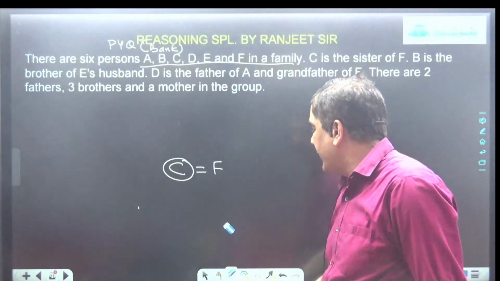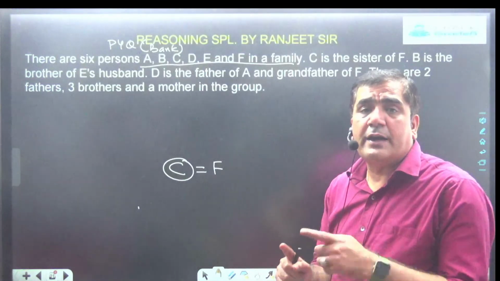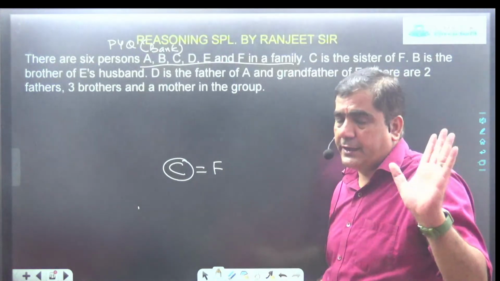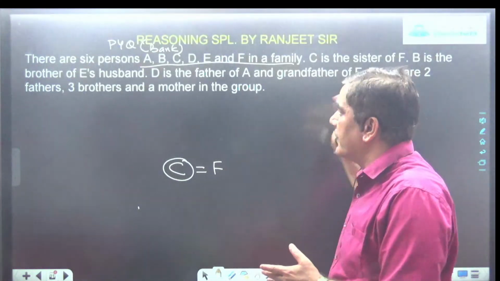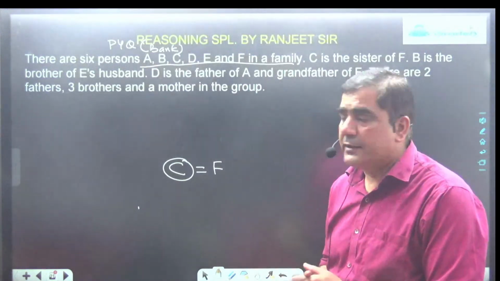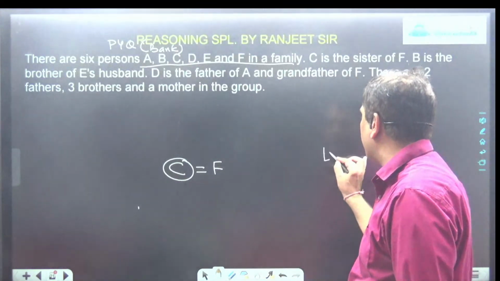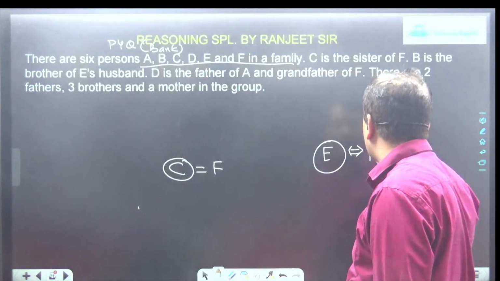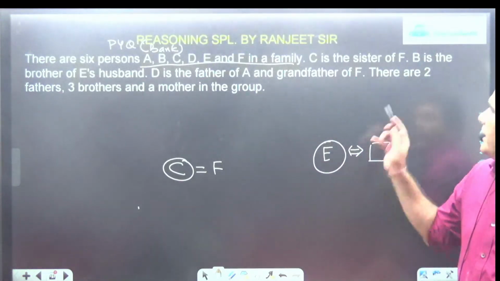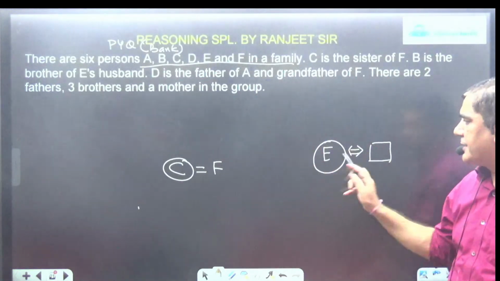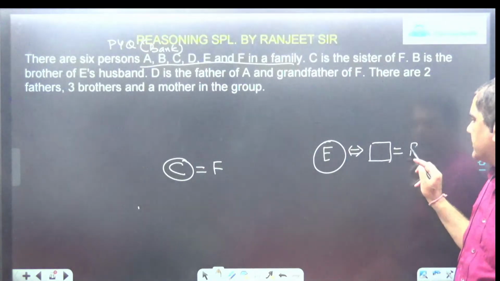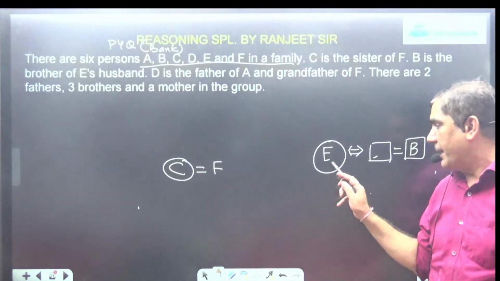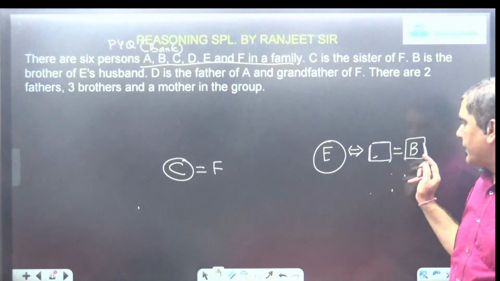B is the brother of E's husband. It means E must have one husband, which means E must be female, and here comes the husband. So E's husband is this person and his brother will be B. Brother means B must be male. E's husband means E must be female and this person must be male, and the brother is B.